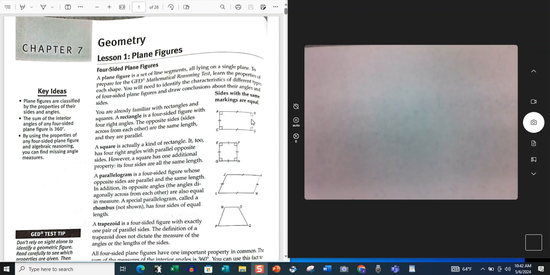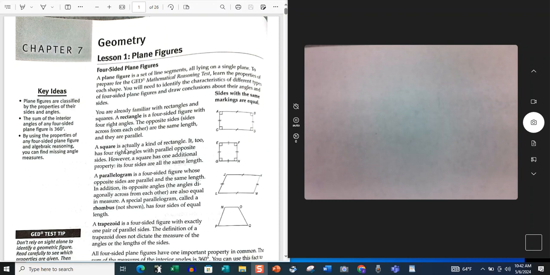So this is the rectangle, and if you notice here, these opposite sides have one line here and one line here. That means that these sides are equal to each other. And then this has the two lines, this has the two lines. These sides are equal to each other, which means the opposite sides are equal to each other. And it says it here, sides with the same markings are equal. Then we have the right angles here, as you can see.